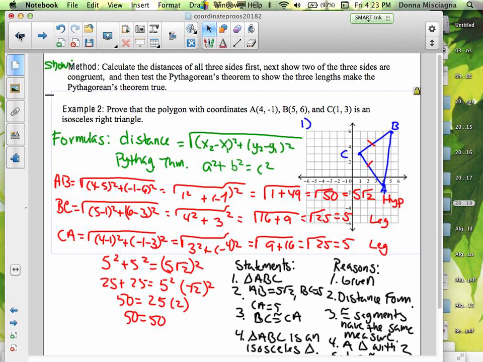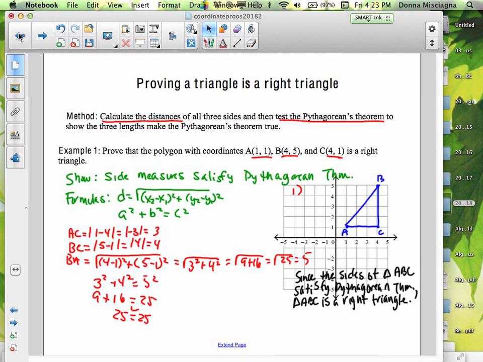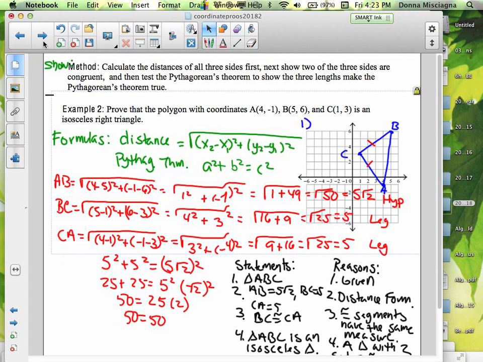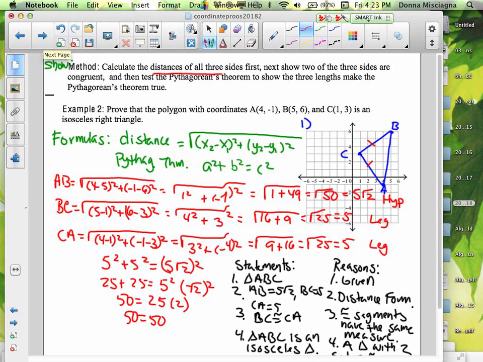The last proof I did as a very short paragraph proof, because it was pretty straightforward, as long as we have all of our work to go with it. This one I did as a 2-column proof. I'm going to scroll down a little bit. First, I'm going to have you underline something in your notes. We're going to calculate the distances of the 3 sides. We're going to show 2 sides congruent.